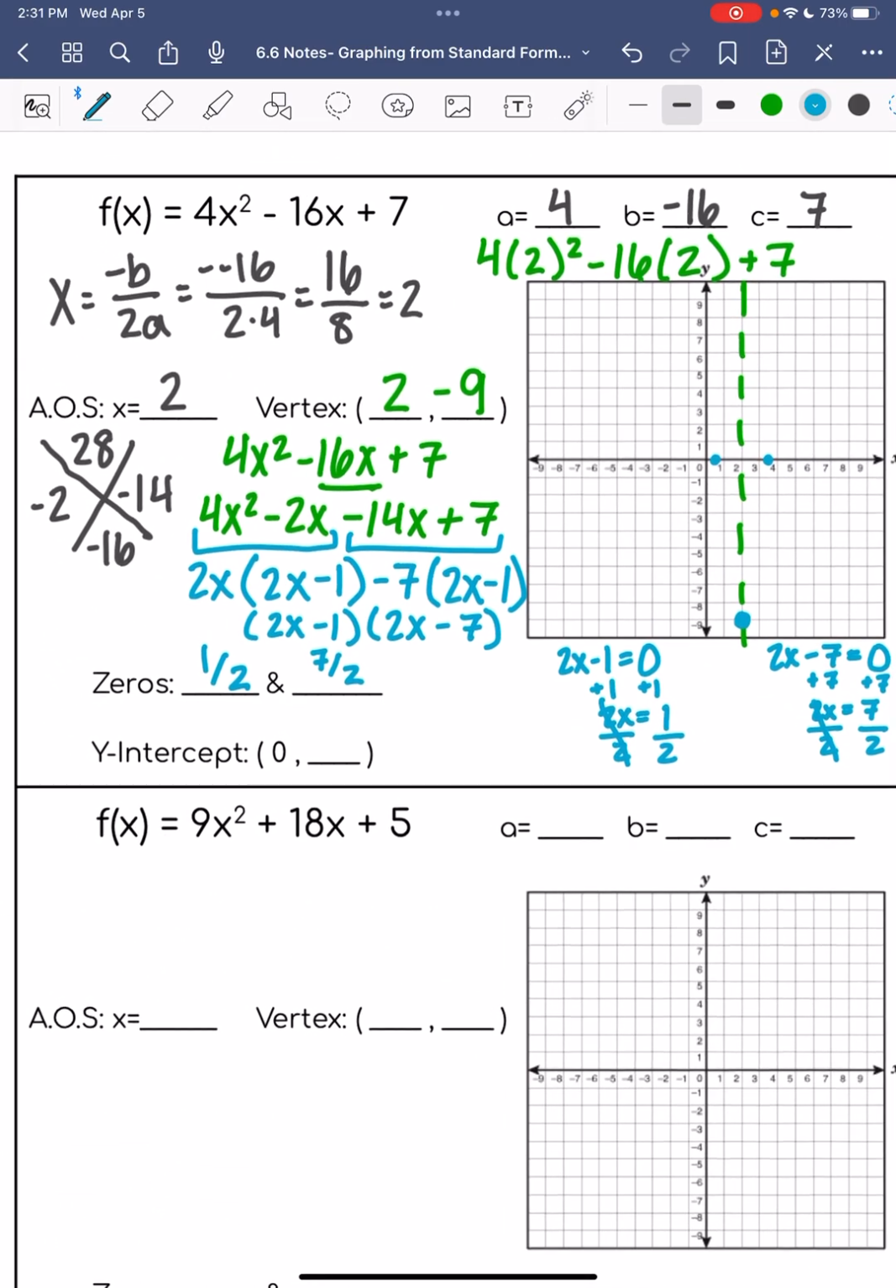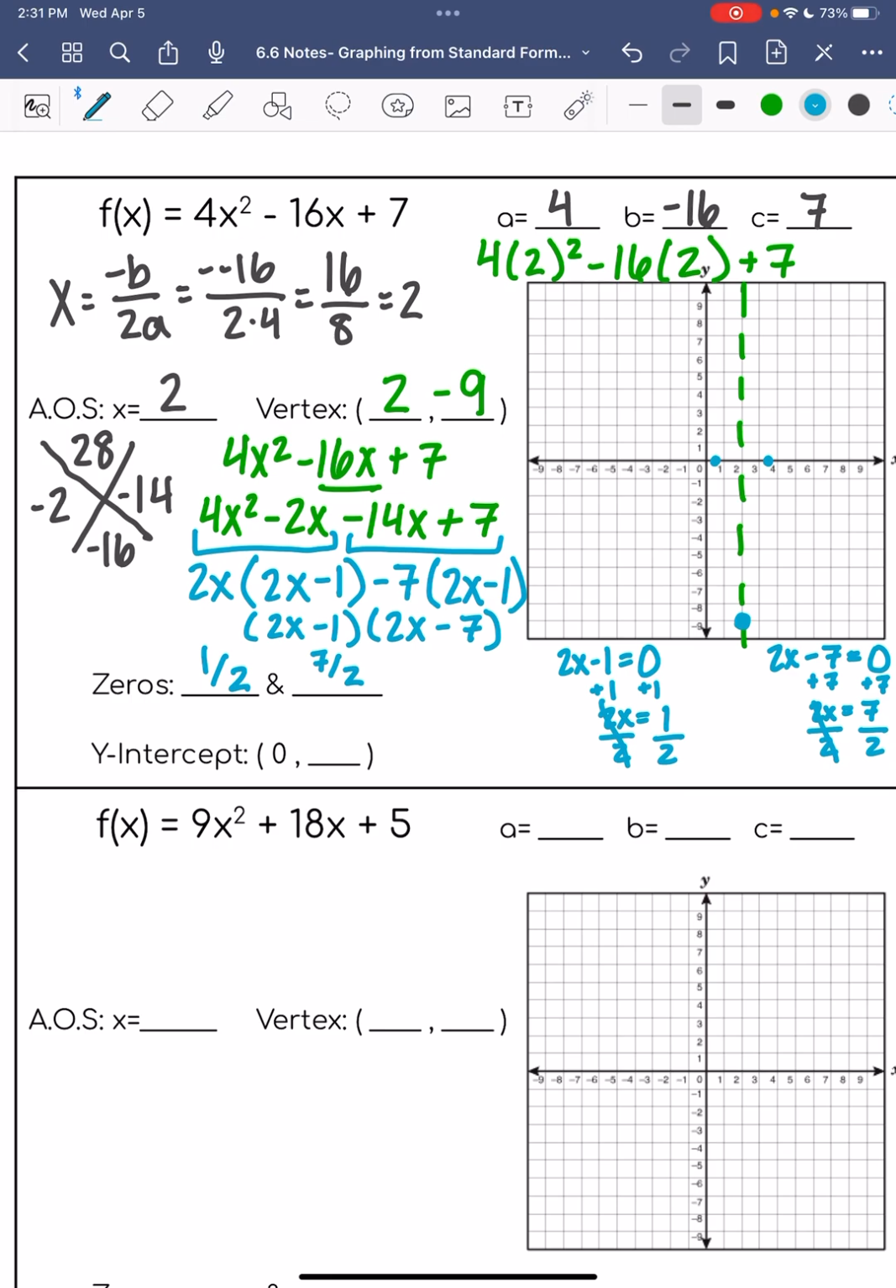Last piece here, my y-intercept. My y-intercept is always going to be equal to my c value. So in this one, my y-intercept is 7, because my c value is 7. The reason why my y is always c is if I were to plug in 0 right here, I do 4 times 0 squared. If I were to plug in 0 right here, I do negative 16 times 0. I would end up with 0 minus 0 plus 7, which is just going to be 7.